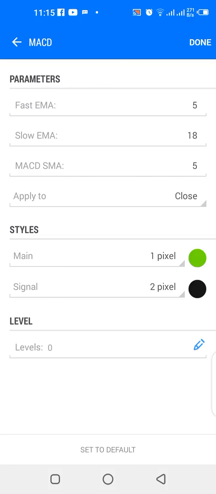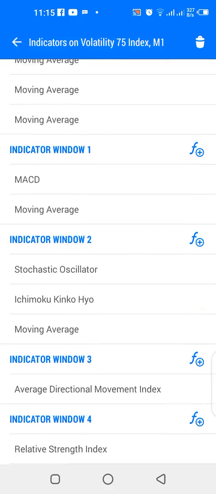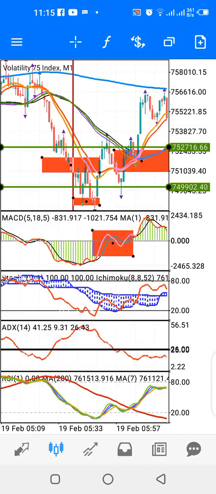Now the main style color is green and the signal style color is black. Now there's a moving average on that indicator window. We have 1 period, linear weight, shift is 0, applied to previous indicator's data, and the color is red. Now let's go to the chart.